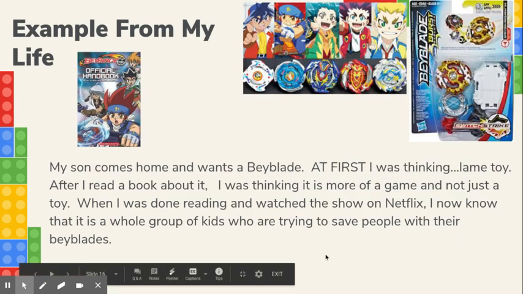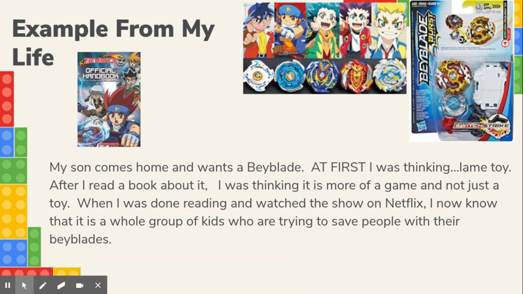So, for example, my son comes home and he wants a Beyblade. At first, I was thinking, lame toy. After I read this book about it, I was thinking, this is like a game and not just a toy. But then when I was done reading and I watched the show on Netflix, I now know that it's a group of kids who are trying to save people with their Beyblades.